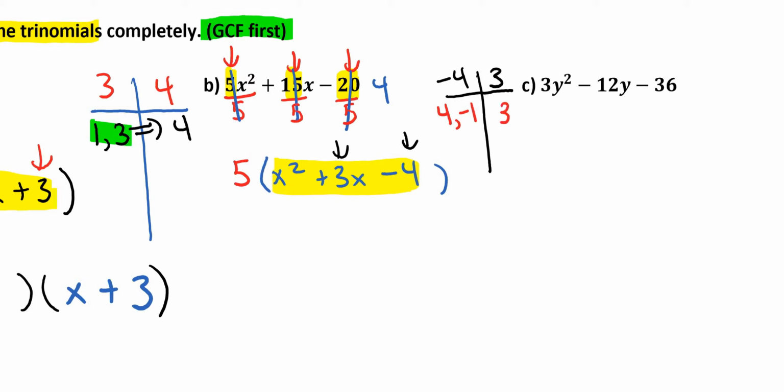Okay, so in order to finish off the factoring, the 5 would remain, and then we can create two more brackets, and inside the brackets I want to use these numbers, 4 and minus 1, so x plus 4 and x minus 1, and that would complete the factoring.